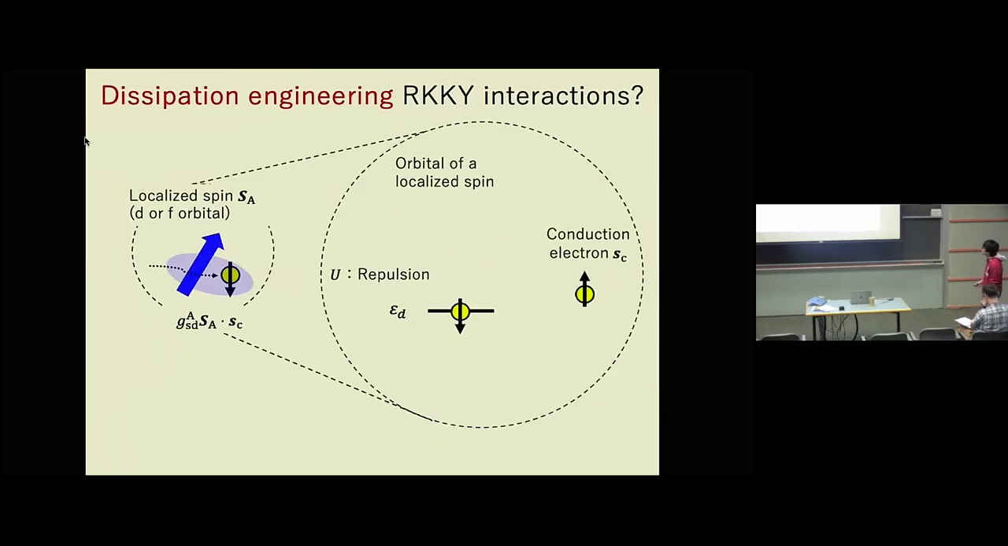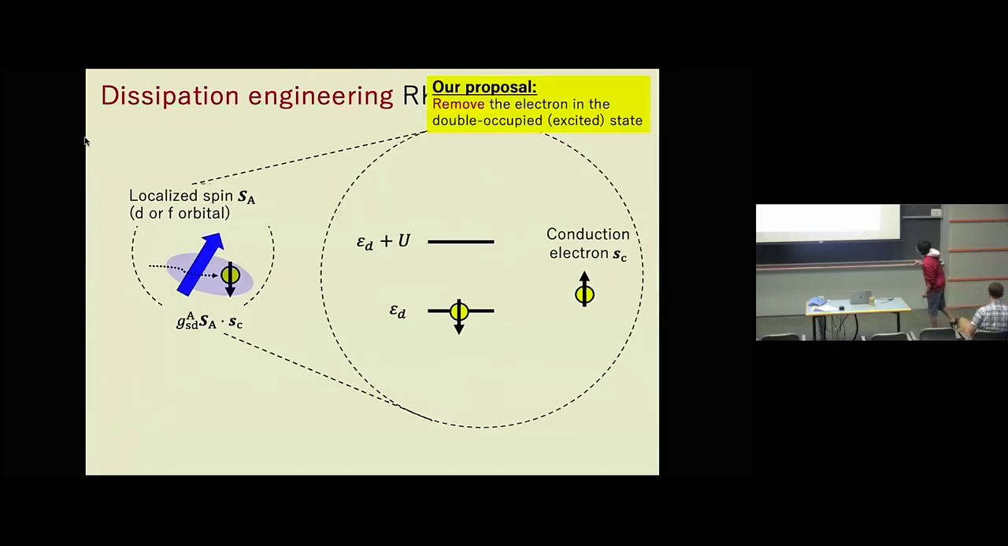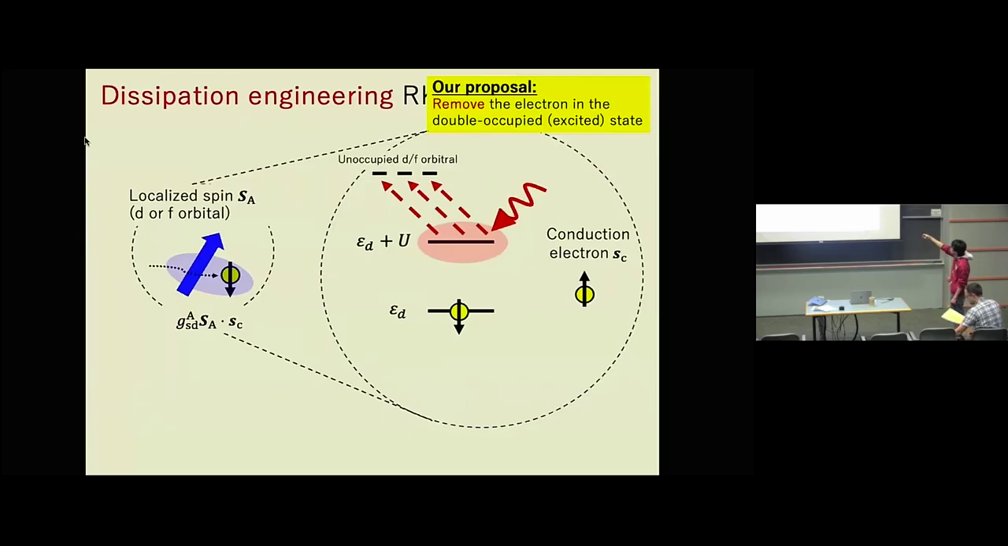So our idea is to inject light to remove the electron selectively, by shining a light that couples to a very dissipative unoccupied orbital, such that whenever the state is in a doubly occupied state, it's going to make the electron decay. And that's how the system knows that it is out of equilibrium.